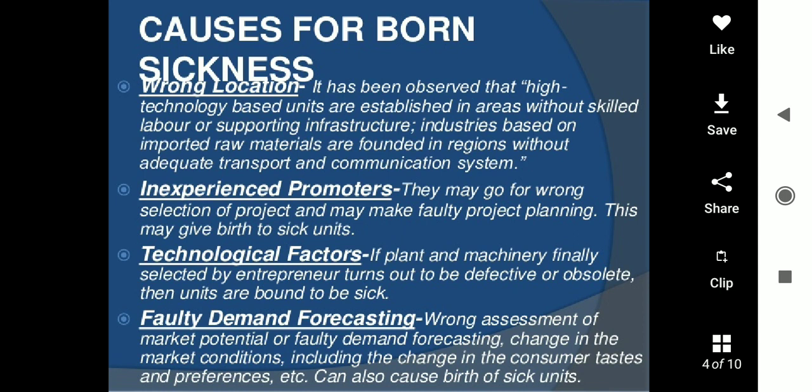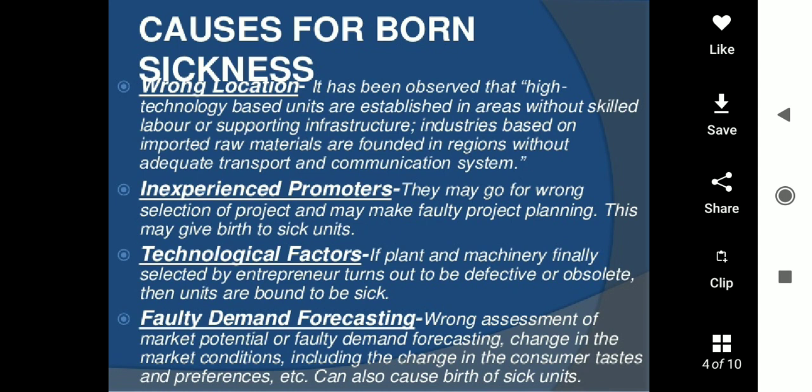कंपनी की वो पांचों स्टेजेस जो होती हैं, उनका main function प्रमोटर का होता है. Initially ही आपने गलत clauses रखे, ऐसे clauses जो आप खुद नहीं निभा पा रहे. You have registered under the Registrar's office. So that is also a main reason behind the causes of born sickness. Inexperienced promoters may go for wrong selection of project and may take faulty project planning. This may also give birth to sick units.